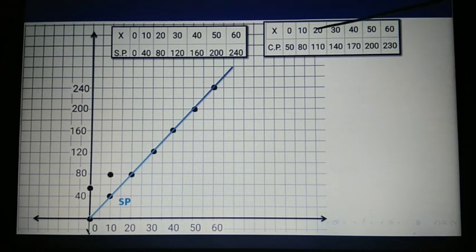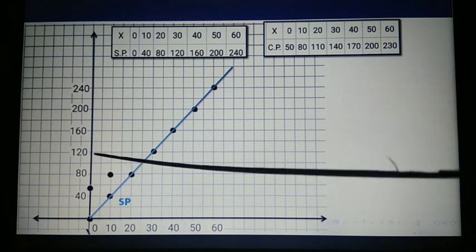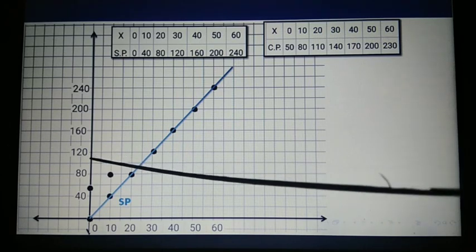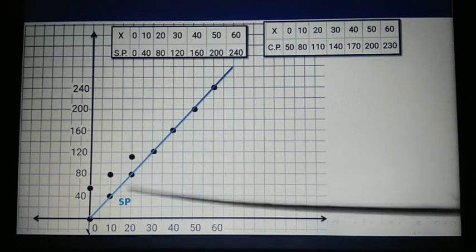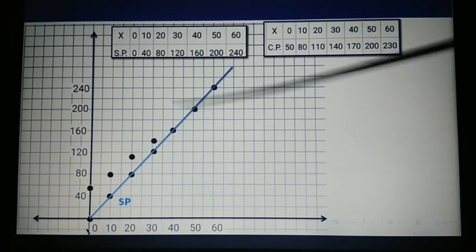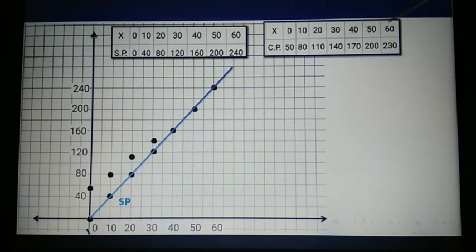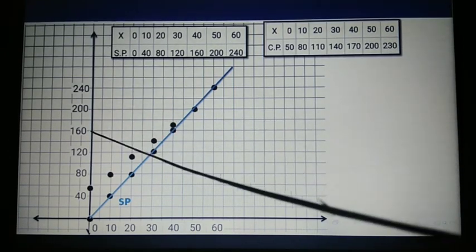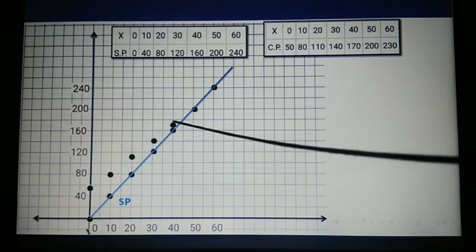Okay, whenever x is 20, it has to be 110. So 120 is here, so subtract 10. That means it will be somewhere over here, 110. So 20, 110. Similarly, next is 30, 140. Okay, so in between 120 and 160 is 140. Similarly, whenever x is 40, then it is 170. So 160 is here, so 170 will be here.